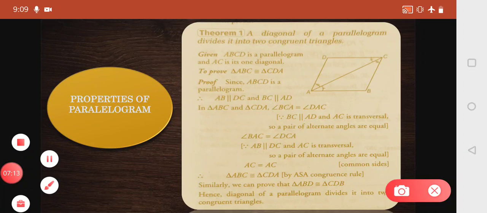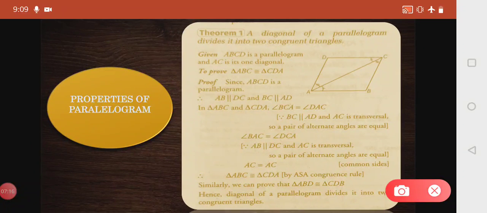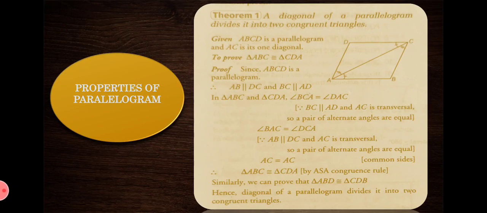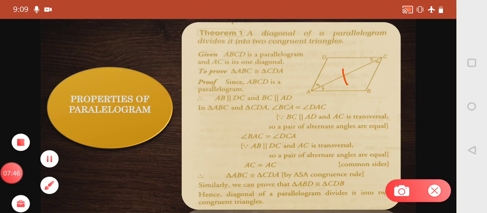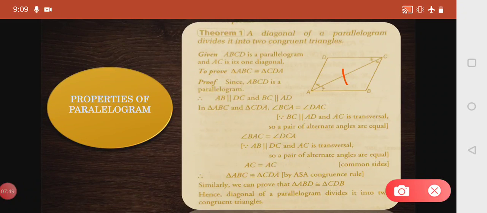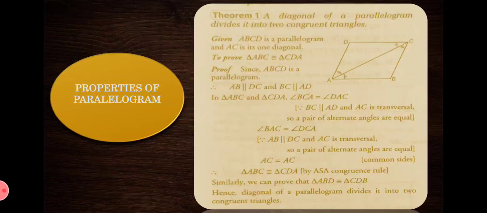Next equality is angle BAC equal to angle DCA. Why? Since AB is parallel to CD, and AC is a transversal, so a pair of alternate angles are equal. And the third equality is AC equal to AC, because this is the common side between both the triangles. Therefore triangle ABC is congruent to triangle CDA by the ASA congruence rule.